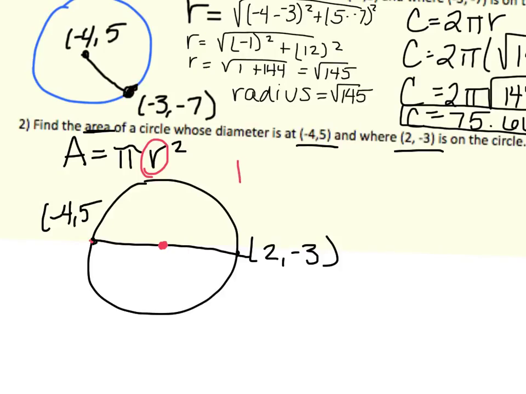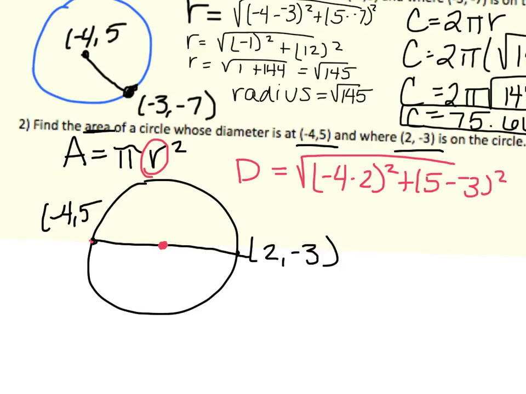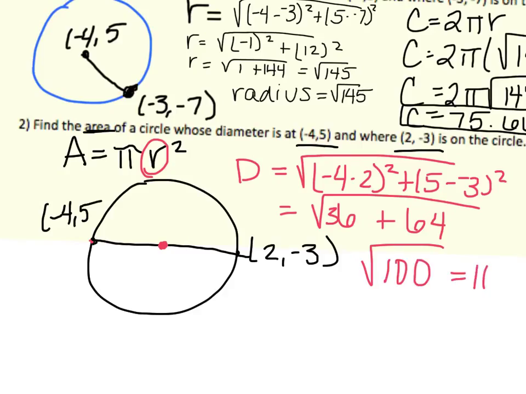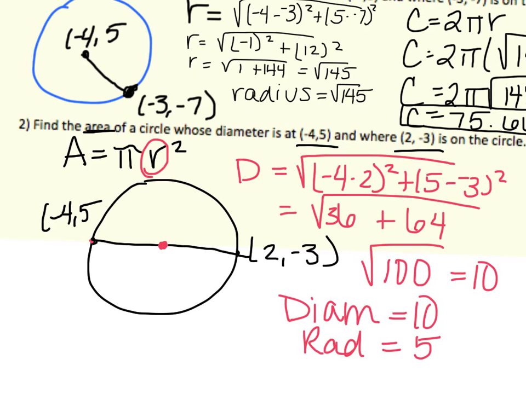I'm going to find the distance. D also stands for distance, but in this case, we're going to use it to represent diameter. So (-4 minus 2) squared plus (5 minus -3) squared, and we're just going to continue to simplify it. -4 minus 2 is -6, and -6 squared is 36. And 5 minus -3 is 8, and 8 squared is 64. Then if you simplify this more, you get the square root of 100, which is 10. Reminder that that was the diameter, so then the radius is going to equal 5.